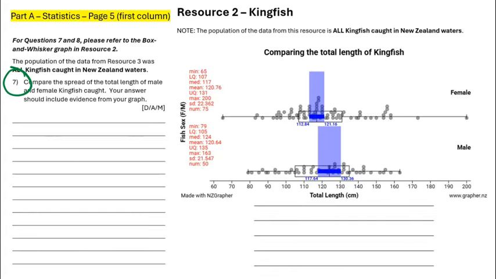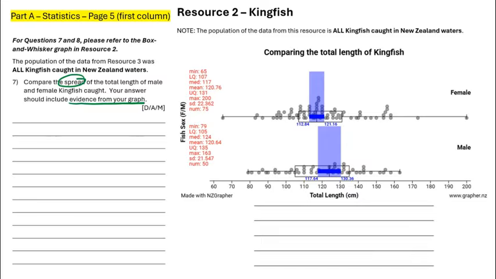Okay, so we're now into question number 7, and this question refers you back to the resources. In particular, we're focusing on the box and whisker graph from resource 2. And it's told us about the population of the graph, so that's really cool as well. And we've been asked to compare the spread of the total length of male and female kiwi kingfish that are caught. Your answer should include evidence from the graph.